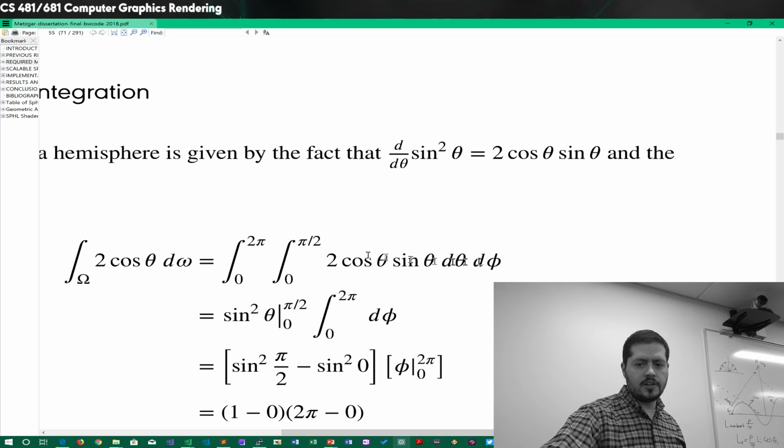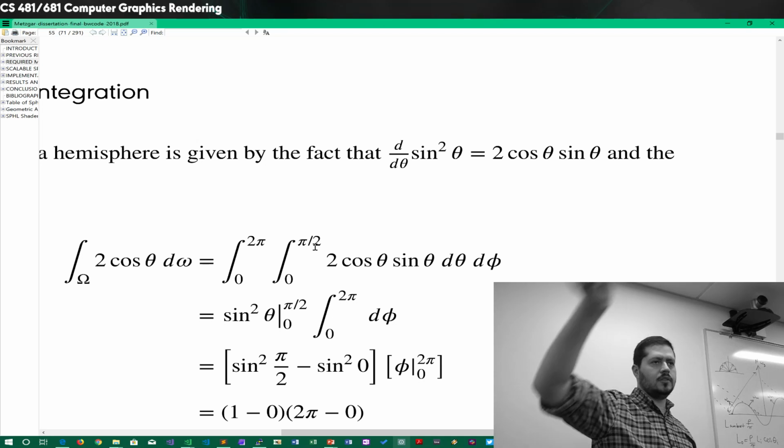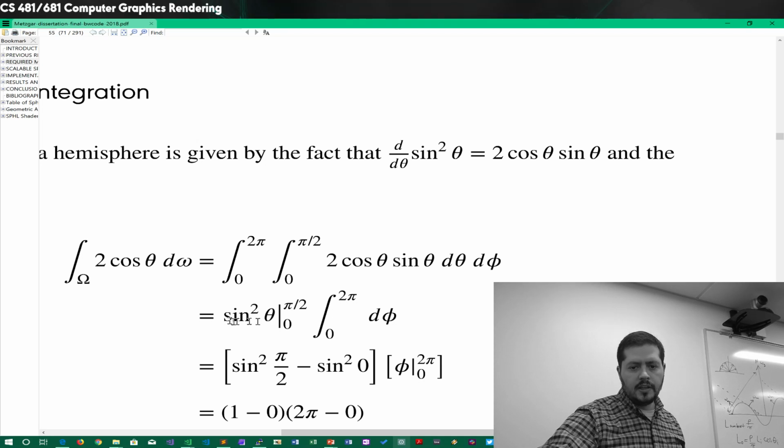Okay, so we integrate, and this should make sense. We're just doing double integration. This is something you might do in calculus too. Actually, we're integrating phi from 0 to 2 pi, and then we're integrating theta from 0 to pi over 2. In other words, we're going from the top all the way around. So when we do this integration, we are left with sine squared theta from 0 to pi over 2 times the integral of d phi.